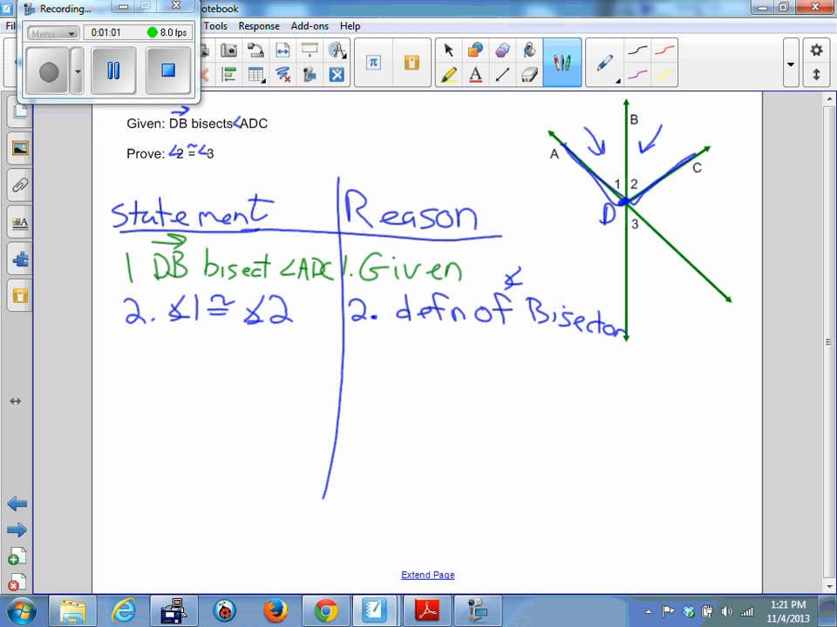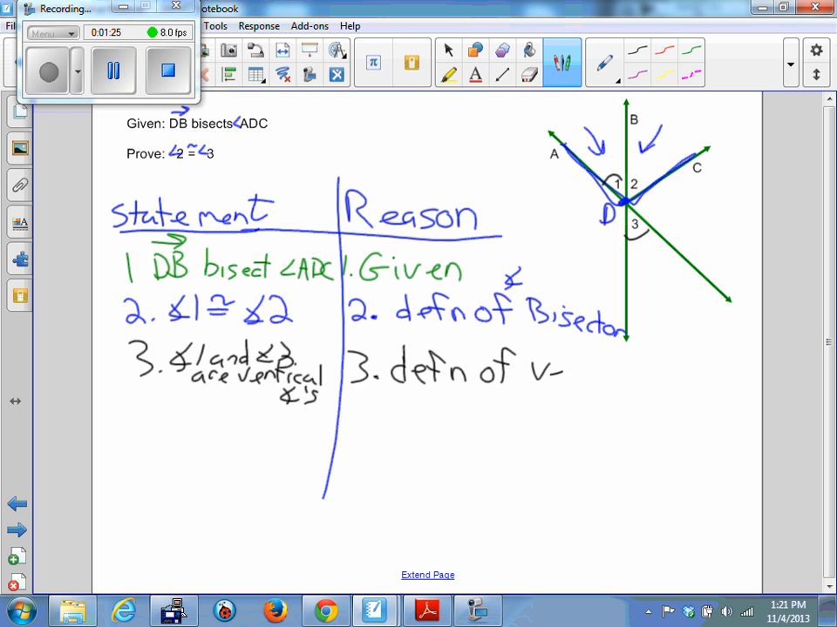Now I'm going to start noticing things in my diagram. We are using vertical angles. So 1 and 3 are vertical. So number 3, angle 1 and angle 3 are vertical angles. This is just by definition of vertical angles. All right, so we state that they are vertical. Again, that's a geometric term.